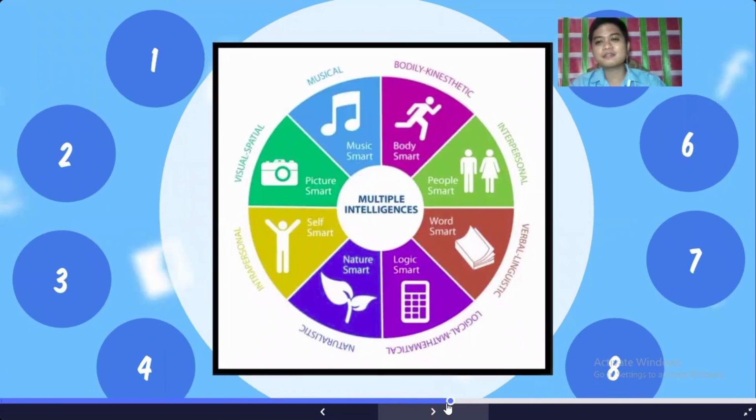So class, these are the eight multiple intelligences of Howard Gardner. We are done discussing the VARK learning styles and the eight multiple intelligences. I hope that you learned a lot of things from this lesson.